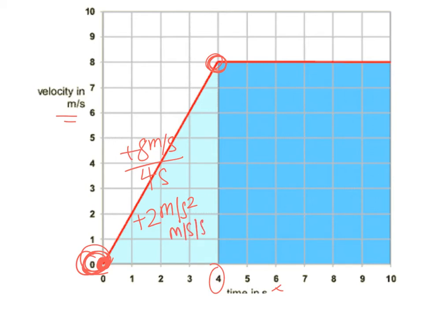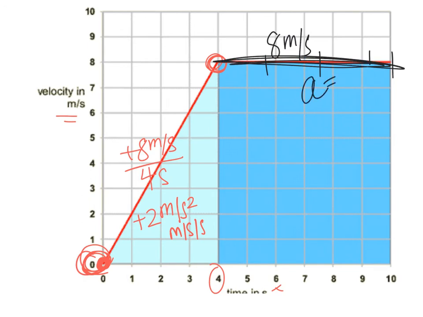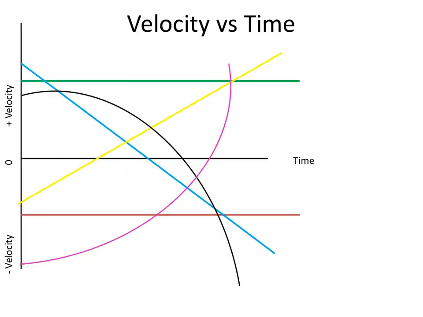Okay, so that means for the first 4 seconds they were accelerating. Then they reached their top speed of 8 meters per second. And then look, 8 meters per second, constant. So what is happening here? Acceleration equals, what's my slope equal to, guys? 0. So at that point, I'm going at a constant speed.